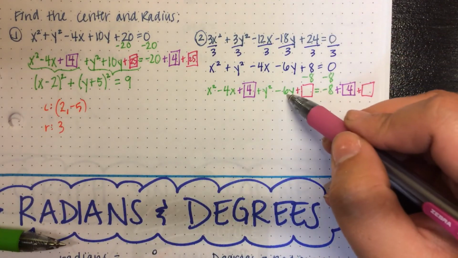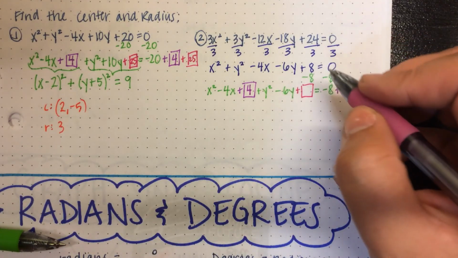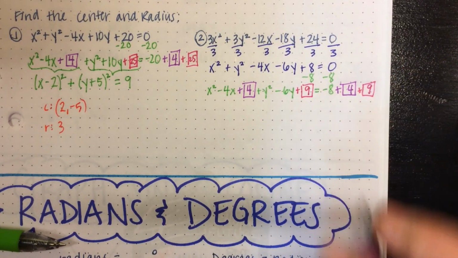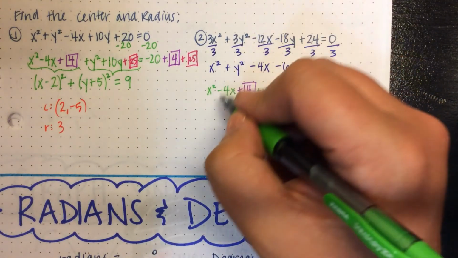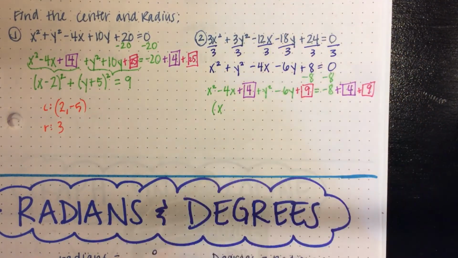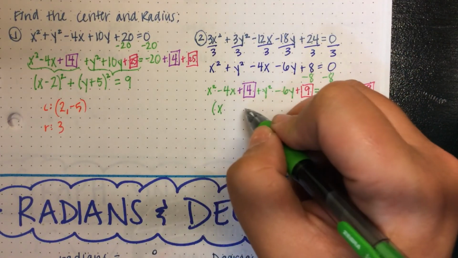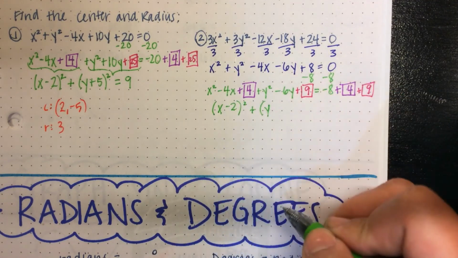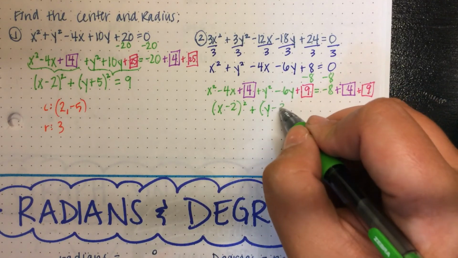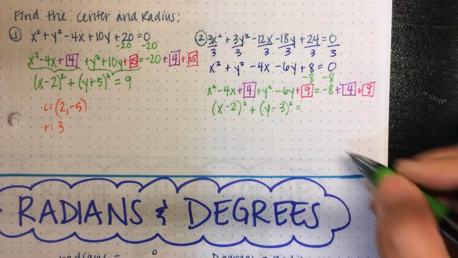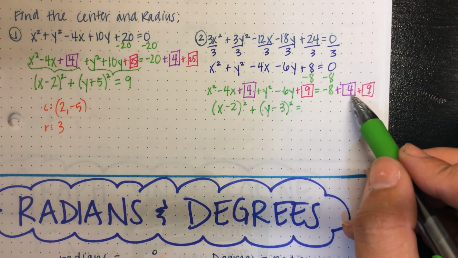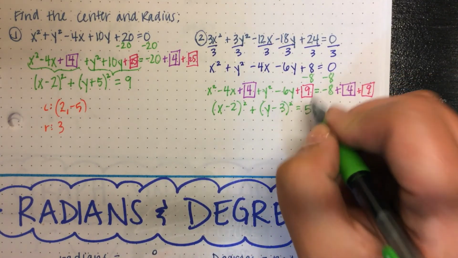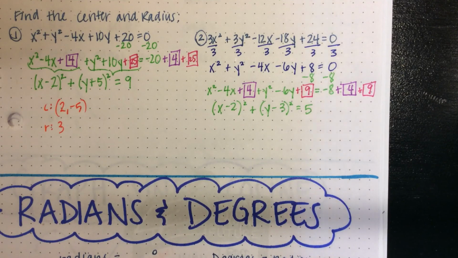All right, now my y has a negative 6. So half of negative 6 is negative 3. Squared is positive 9. And then my parentheses, all right, I have my x, and then I take half of my b, which is a negative 2, squared, plus, same thing for my y's, half of negative 6 is negative 3. And then I add. So negative 8 plus 4 is negative 4. Negative 4 plus 9 is 5. So there's my equation in standard form.